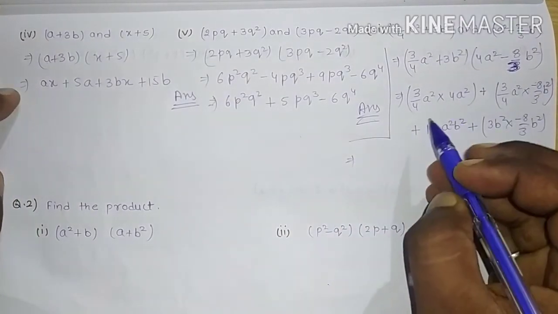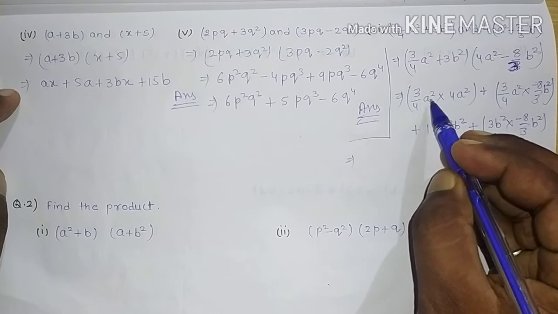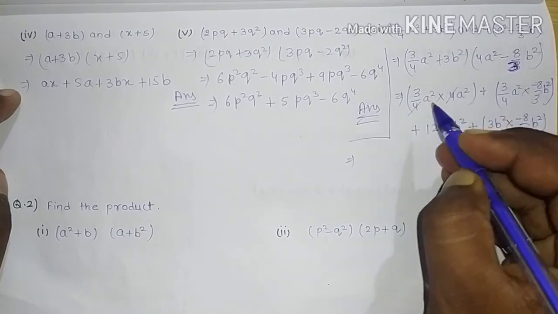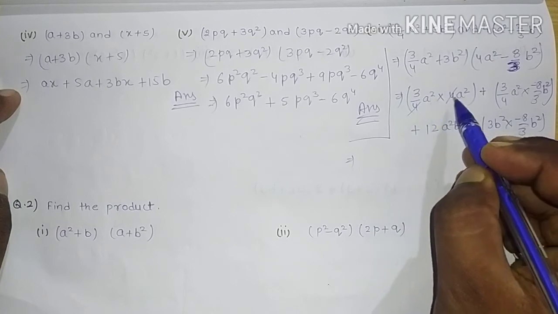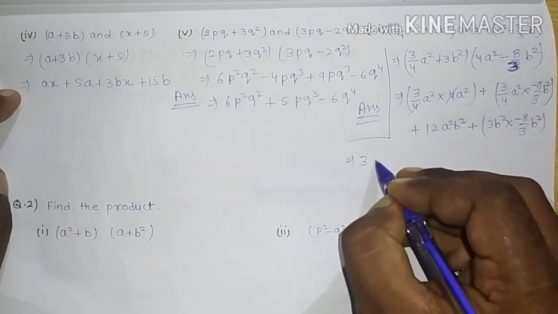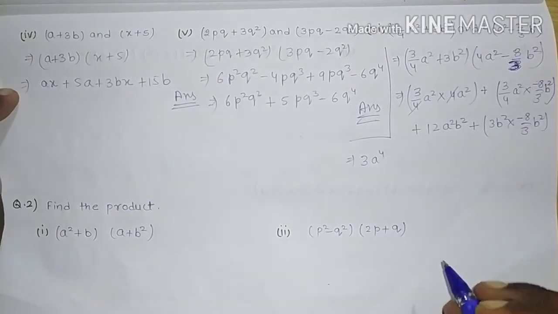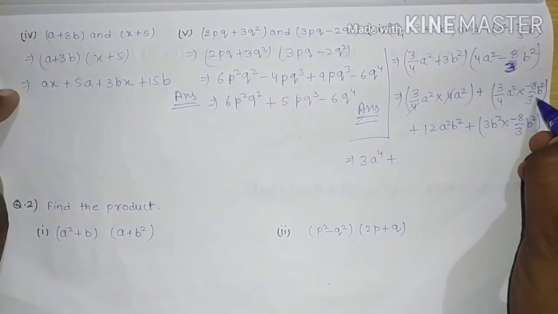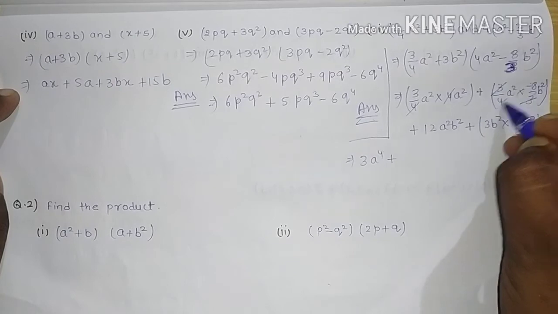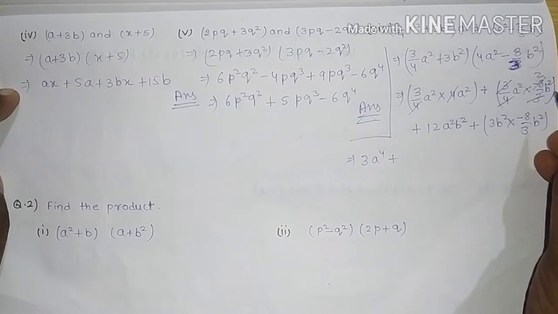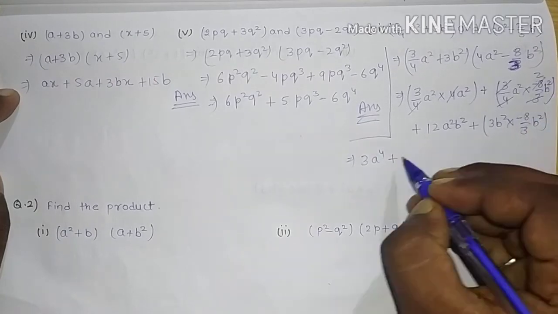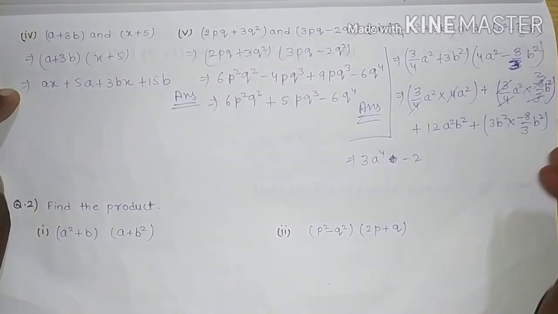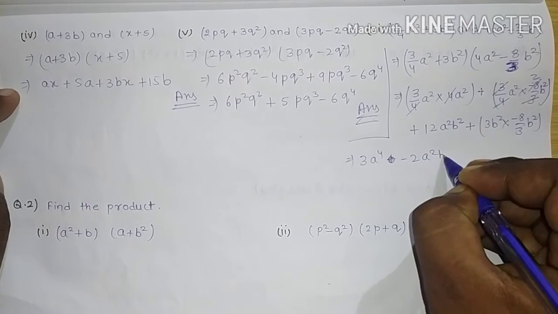So just calculate it. 3/4 a² into 4a². Now 4 and 4 cancel out. It will be 3a² into a², that is 3a to the power 4. Now plus, 3 and 3 cancel out, 4 2s are 8, so here minus 2. It will be minus 2a² into b², so it will be a²b².